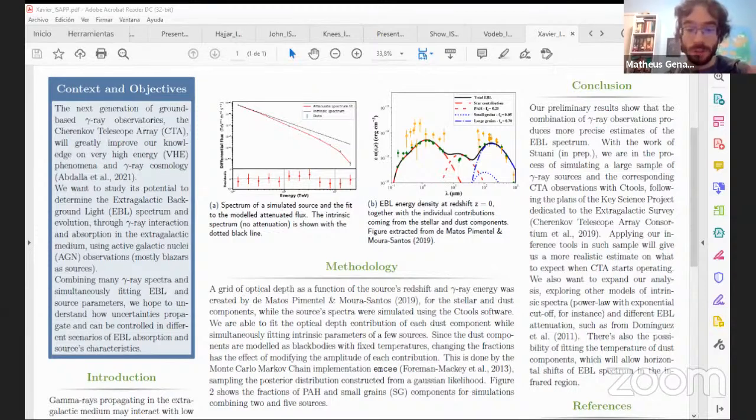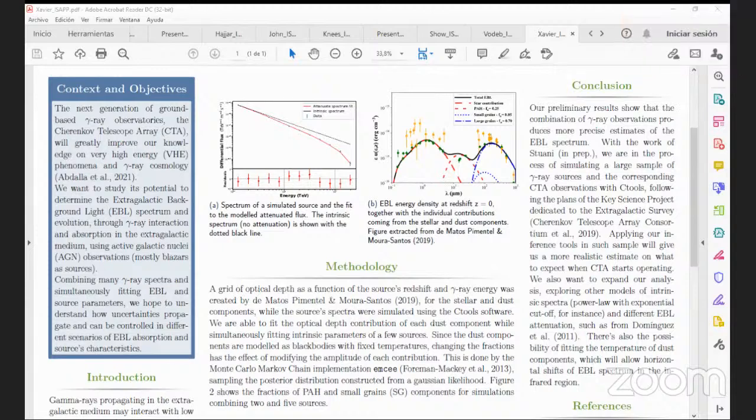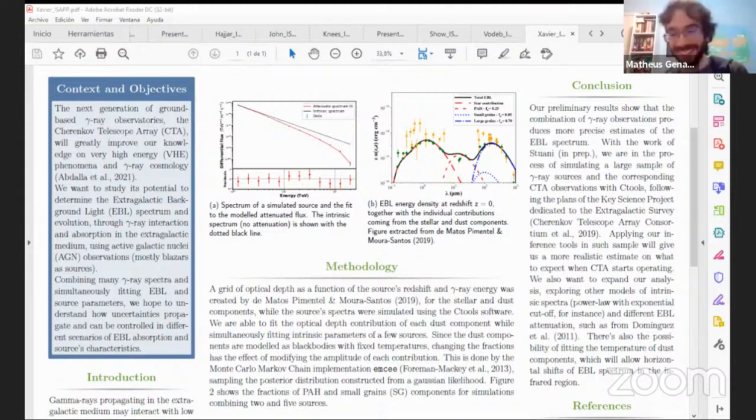The possibility to constrain different EBL models using different parameters. It's kind of something like that. So I don't know if I. Yes, I understand. Thank you. Thank you so much. Okay.